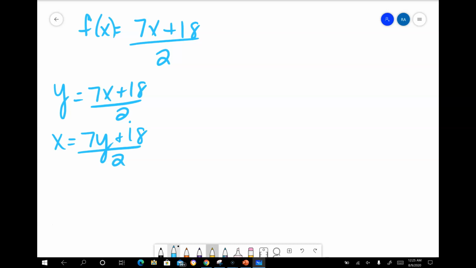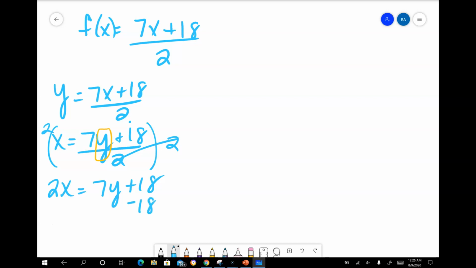Now, I am still trying to get this y by himself. So just like we did in the last example, you've got to get rid of the denominator first. So we're going to multiply both sides by 2. And I get 2x equals 7y plus 18. And then we're back to solving for that y again with the linear.